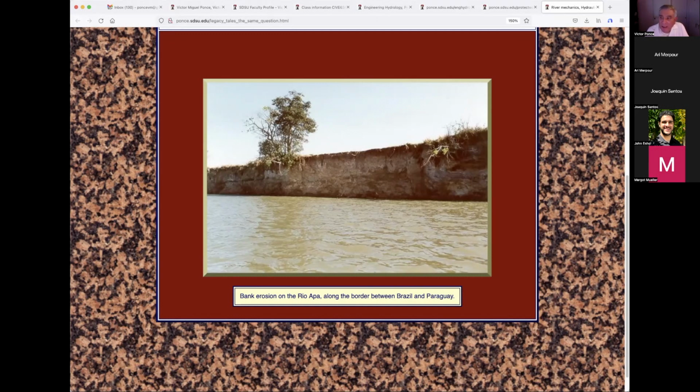Okay, so I decided to go to the end of the watershed, the Apa River, which is the border between Brazil and Paraguay. And I was there for a few hours and took some very nice, good pictures, particularly this one. What is this? Well, this is the Apa River. And why does it look like that? Because the Apa River meanders. And when it meanders, it cuts, and then it breaks.